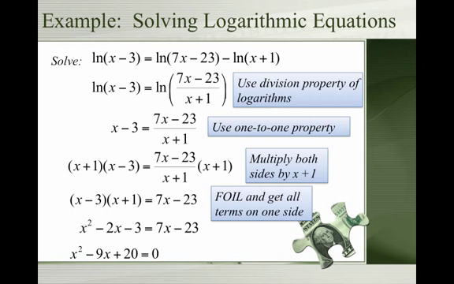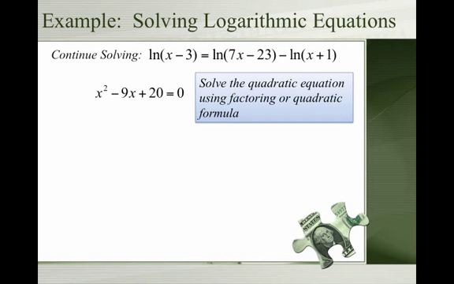How do I solve this? I'm either going to use the quadratic formula or I'm going to use factoring. It is up to you what you use here. For the ease of the problem, I'm going to use factoring. I get x minus 5 times x minus 4 equals 0. I then take each factor, x minus 5, set it equal to 0, take x minus 4, set it equal to 0, and I end up with two proposed solutions, x equals 5 and x equals 4.